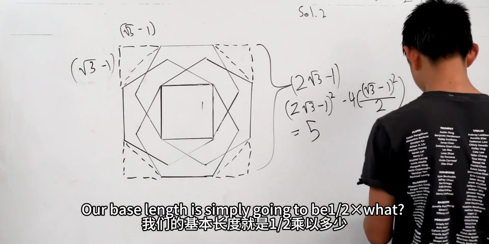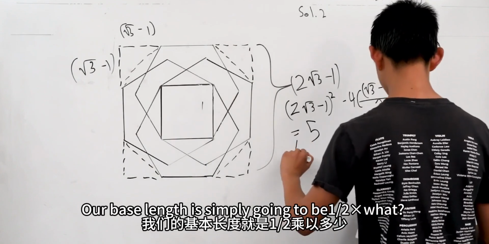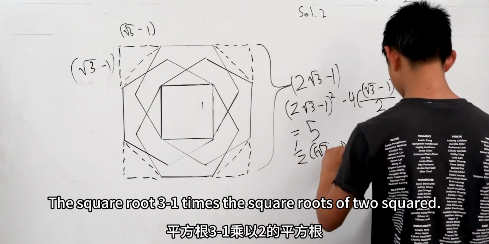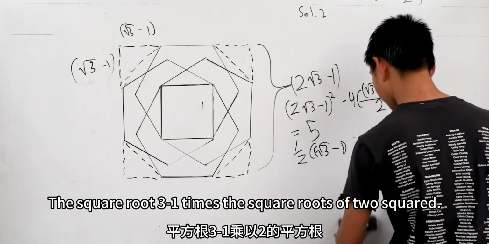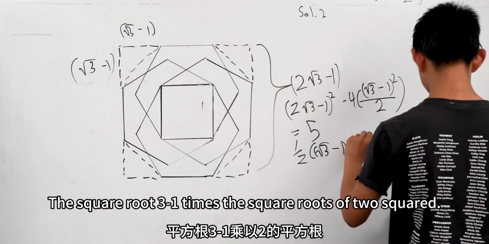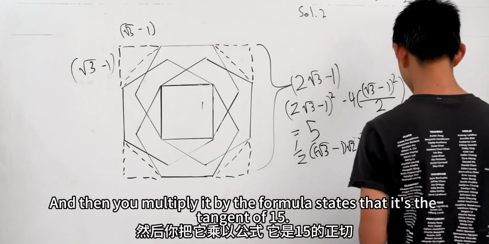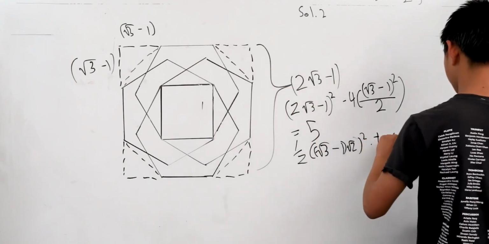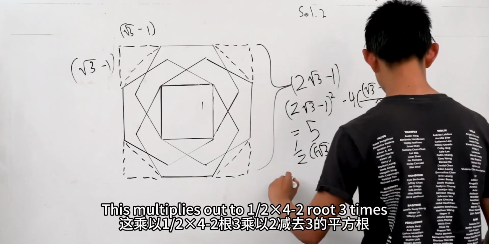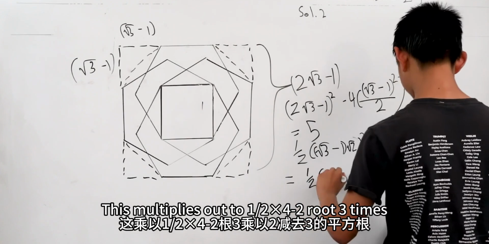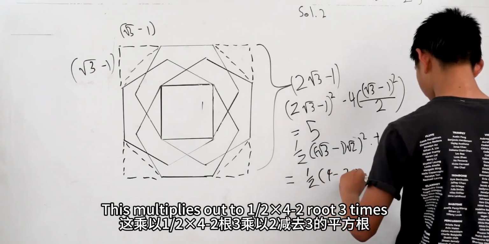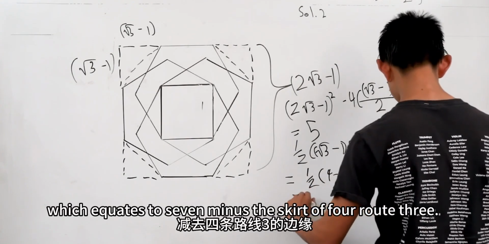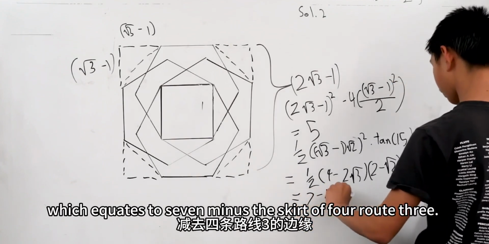Our base length is simply going to be 1/2 times the square root of 3 minus 1 times the square root of 2, squared, and then you multiply it by the tangent of 15. This multiplies out to 1/2 times 4 minus 2 root 3 times 2 minus the square root of 3, which equates to 7 minus 4 root 3.